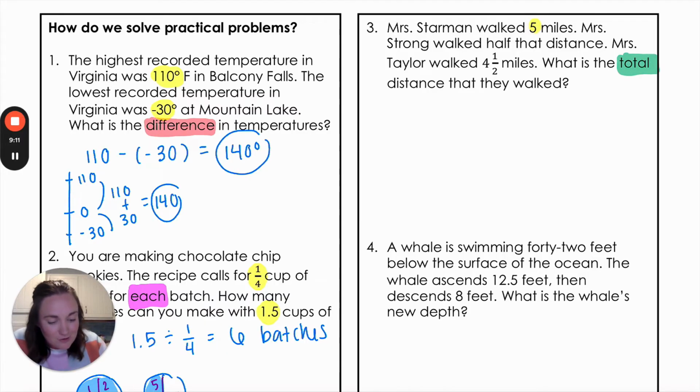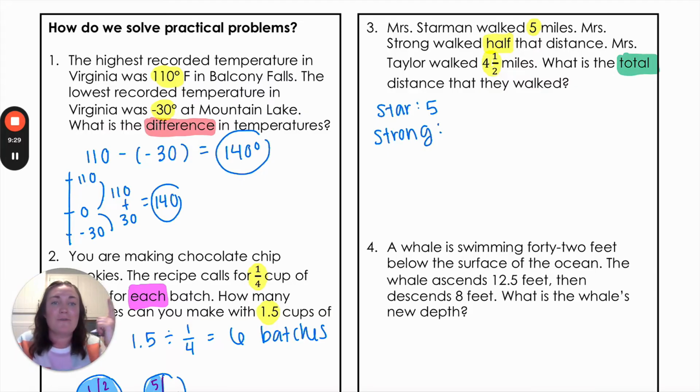Well, some clues down. We've got 5. We have this word half. And we have 4.5. So let's list out each of these teachers and how much they're walking. So we've got Starman walked 5 miles, right? Then we know Strong walks half that distance. So remember, if you look up at the top, half tells us to divide by 2. So we're going to take that 5 divided by 2 gives us 2.5 for Miss Strong.